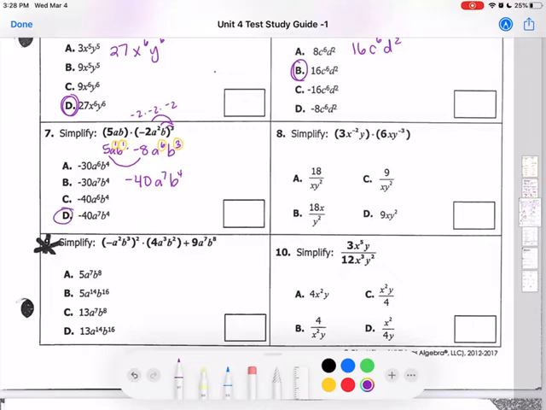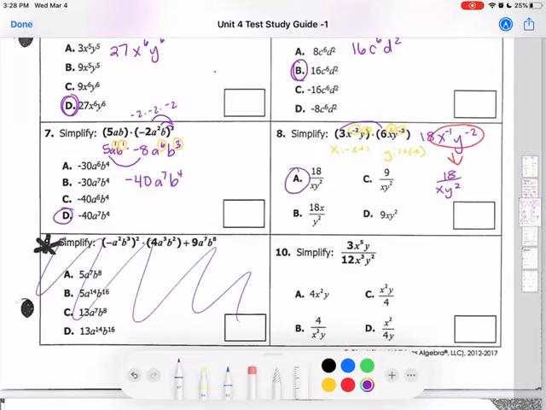Number 8, I'm going to use product rule. 3 times 6 is 18. And then my exponents, I have a negative 2 plus 1. So I'll write that out. X is negative 2 plus 1. Negative 2 plus 1 is negative 1. So I have x to the negative 1. And then for y, I have 1 plus negative 3. Well, 1 plus negative 3 is negative 2. And I can't have negative exponents, so these are going to have to drop down. The 18 will stay on top, so I have 18 over xy squared, which is A.